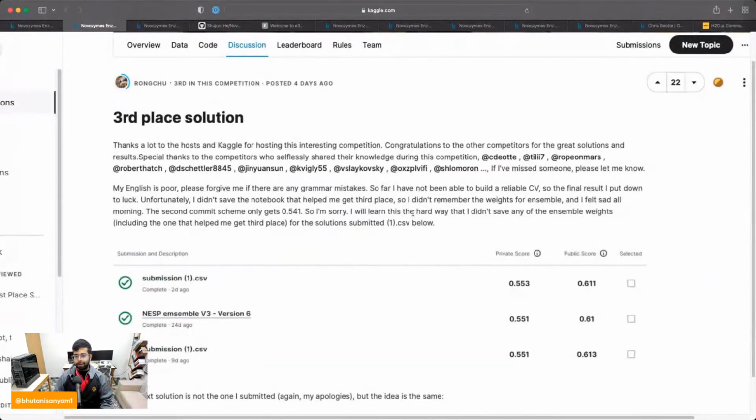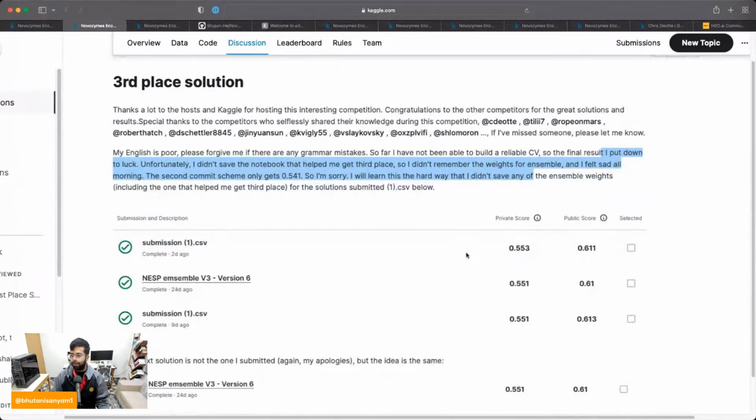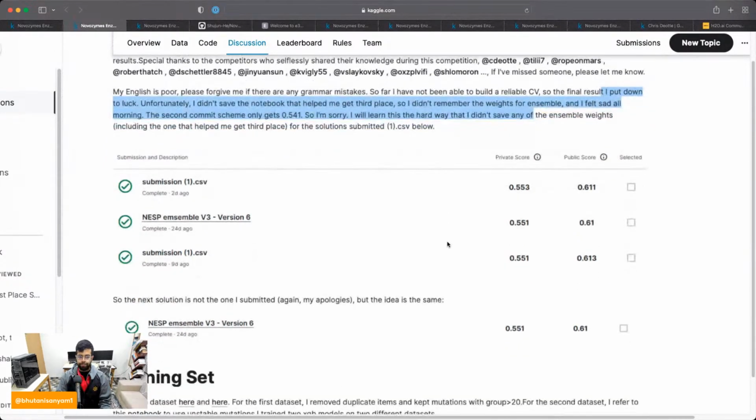Even the third place says they had not been able to build a reliable CV. So for the final result, it was just pure luck. Unfortunately, he didn't save the notebook, and he doesn't remember the exact weights. But he shares the screenshots for his private and public scores, and as you can see, this is what got him to win the competition.